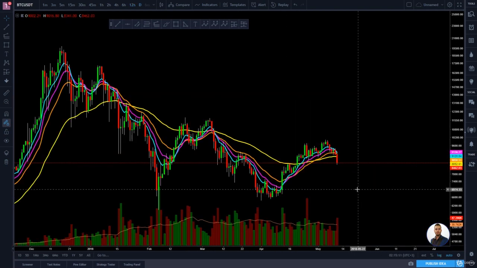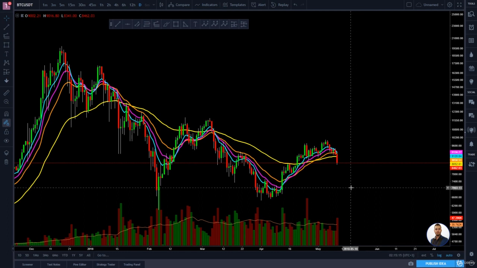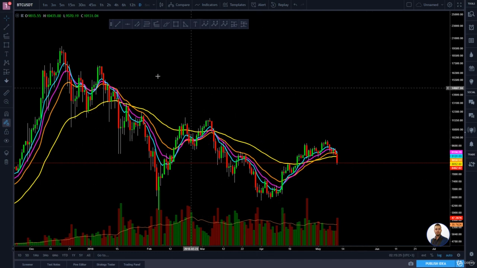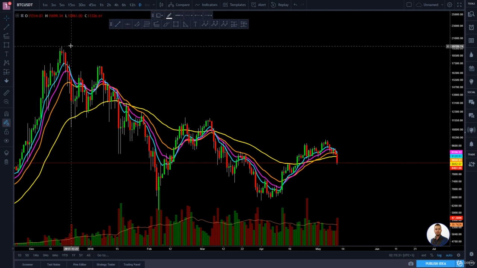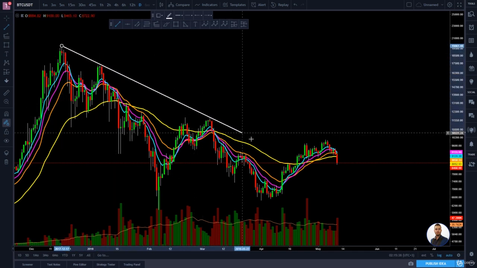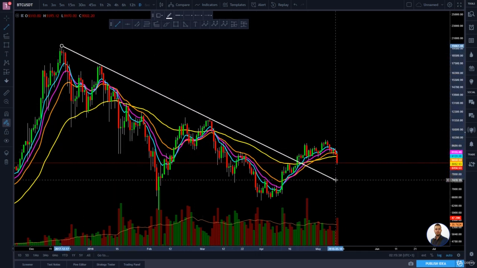In the next example, what I want to show you is another way to draw your resistance and support using trend lines, because they also give us a strong indication of where we can find resistance and support based on candlestick formations. In this case, we are going to use this drawing tool called trend line, and when we draw our trend line, it is very important to connect at least 3 points to be considered valid, and we are going to do it like this.